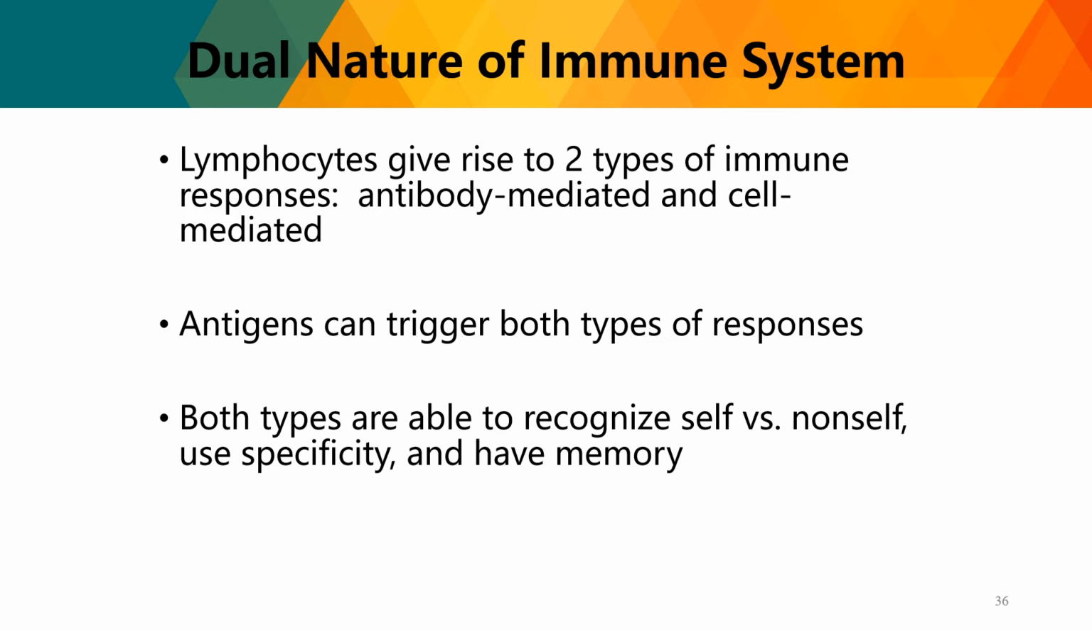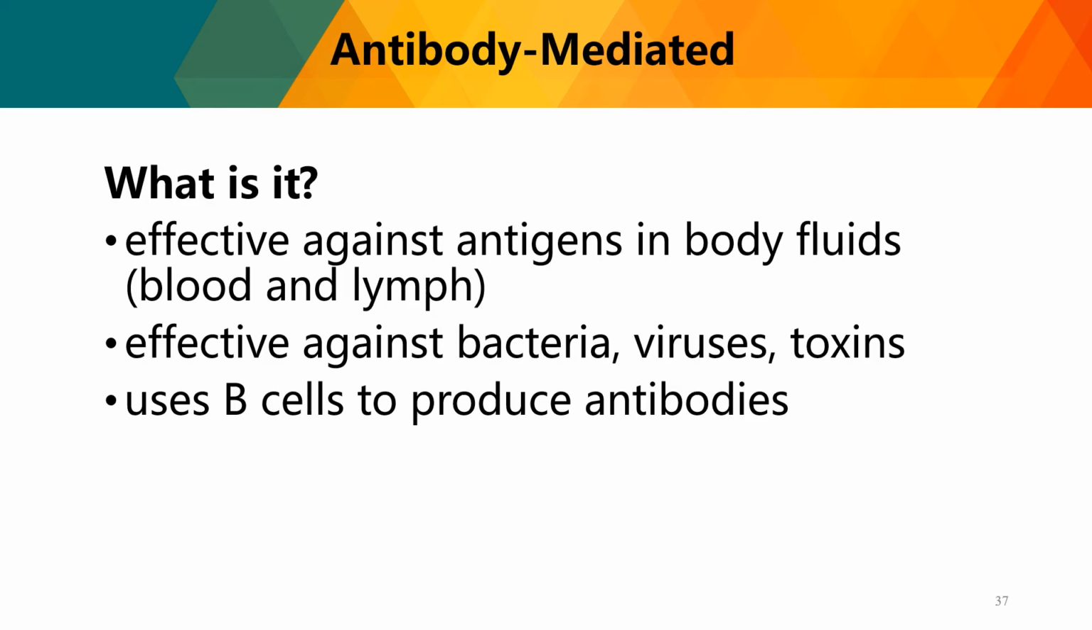Basically, lymphocytes give rise to two types of immune responses. It can be antibody-mediated and cell-mediated. Antigens can trigger both types of responses, and both types are able to recognize self versus non-self, and they use specificity and have memory. Antibody-mediated immunity is effective against antigens in body fluids such as your blood and the lymph. It is effective against bacteria, viruses, and toxins, and uses B cells to produce antibodies.